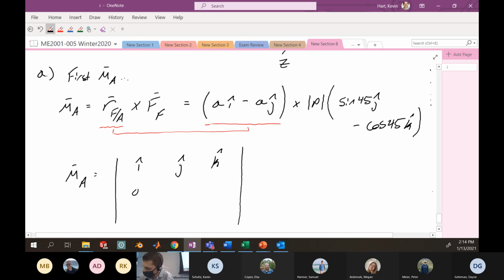Okay, my position vector is a I and negative a J, 0 in the K. And if we let sine 45 be root 2 on 2, we're going to have 0 in the I, root 2 times the magnitude of P on 2 in J, and negative root 2 magnitude of P on 2 in the K.